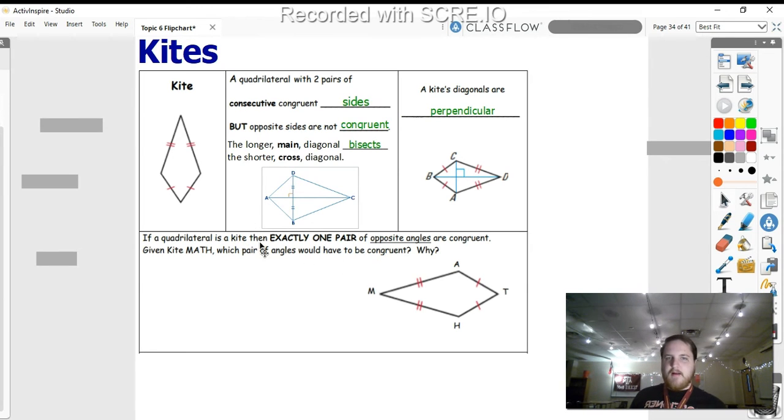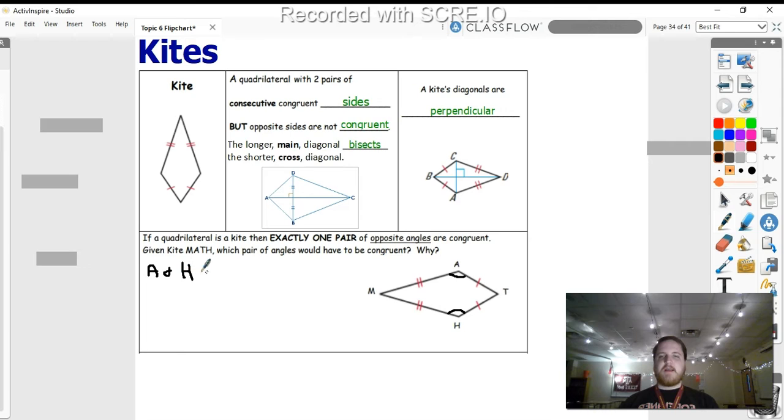Now, this last one right here is kind of interesting, and it has to do with some of the stuff that we talked about a couple of units ago. If a quadrilateral is a kite, then one pair of opposite angles are congruent. You can tell just looking at this kite, MATH, that angle M is smaller than angle T. So if we're talking about exactly one pair of opposite angles, it's going to end up being A and H. That's half your answer. Which pair of angles would have to be congruent? A and H.